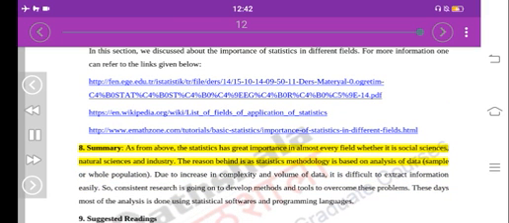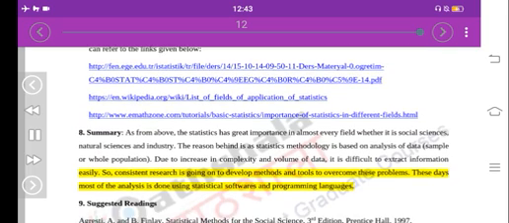Summary. As from above, the statistics has great importance in almost every field, whether it is social sciences, natural sciences, and industry. The reason behind is statistics methodology is based on analysis of data sample or whole population. Due to increase in complexity and volume of data, it is difficult to extract information easily. So, consistent research is going on to develop methods and tools to overcome these problems. These days, most of the analysis is done using statistical softwares and programming languages.